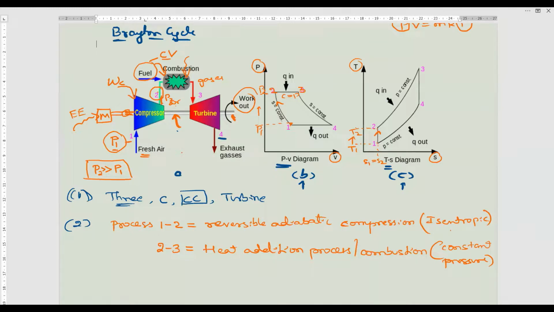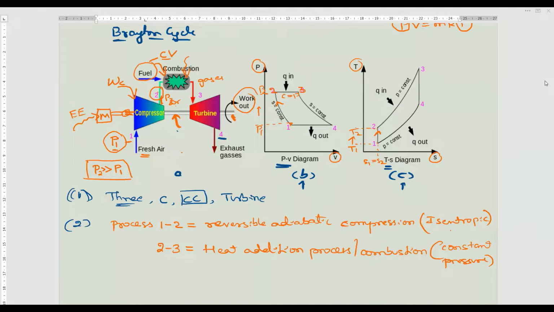So we have discussed one air standard cycle where the combustion is at constant pressure. What is the name of the cycle where the combustion is at constant pressure? We discussed the air standard cycles: Otto cycle, diesel cycle, and dual cycle. In which cycle is the heat addition at constant pressure? Diesel cycle. But in the dual, part of the heat addition is at constant pressure, and the remaining part is constant volume.